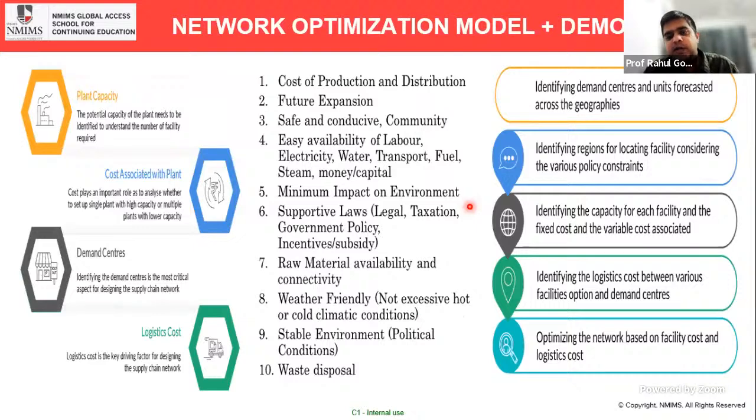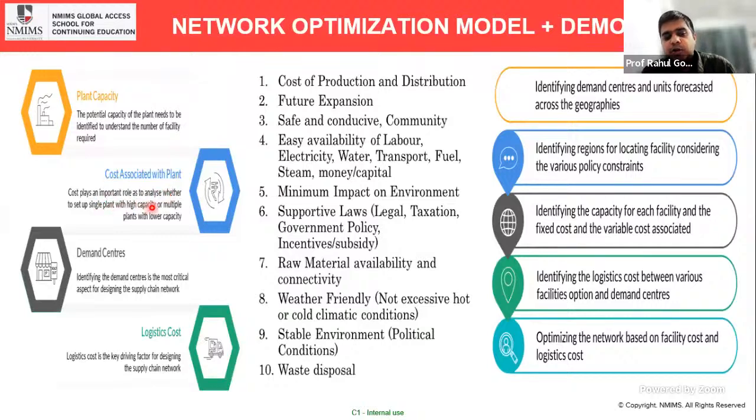Okay, so there are various factors one will take into account to decide the right location where a manufacturing unit or a warehouse should be set up. So these are some of the factors. One is the plant capacity. What is the potential capacity of the plant, which we need to identify to understand the number of facilities required. What is the cost associated with a plant, setting up in one location versus another location?